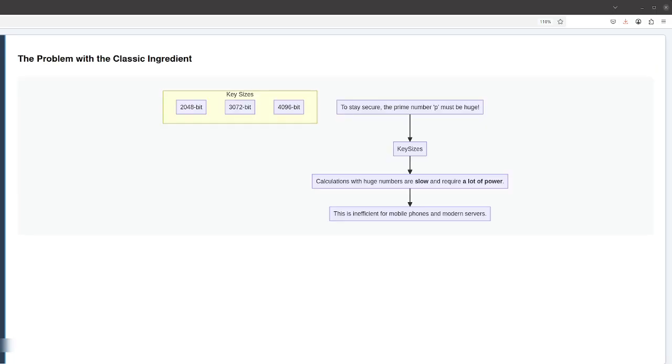The problem with the classic ingredient. The classic recipe worked, but it had a major drawback. To keep the discrete logarithm problem hard enough to be secure against modern computers, the prime number p had to be enormous, specifically 2048 or even 3072 bits long. Performing calculations with such huge numbers is slow and requires a lot of computational power. This makes it inefficient, especially for low-powered devices like smartphones. The ingredient was becoming too heavy and cumbersome for the modern kitchen.